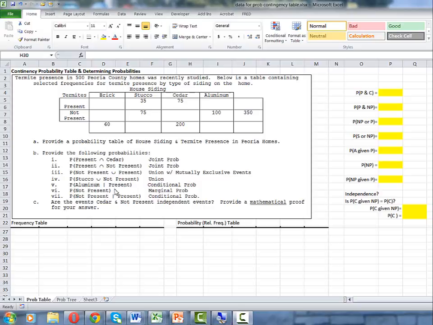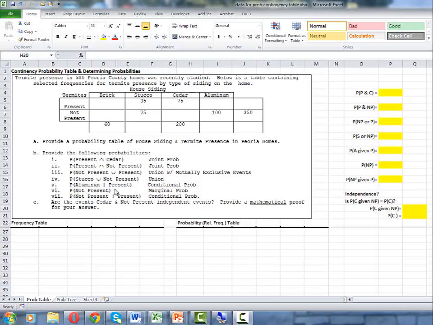500 Peoria County homes were studied, and let's assume that there are only 4 types of siding: brick, stucco, cedar, and aluminum. So that's going to be our collectively exhaustive set of outcomes for house siding in Peoria. And then, of course, we're looking at whether termites were present or not present in those homes. So that's another set of outcomes.